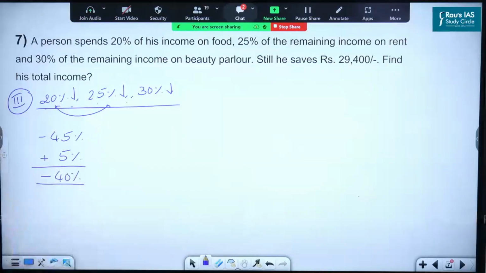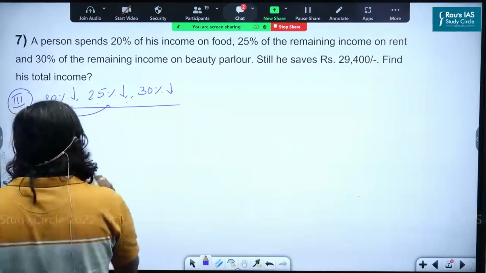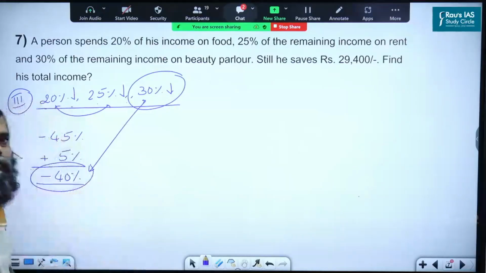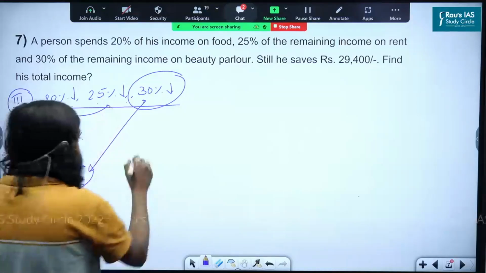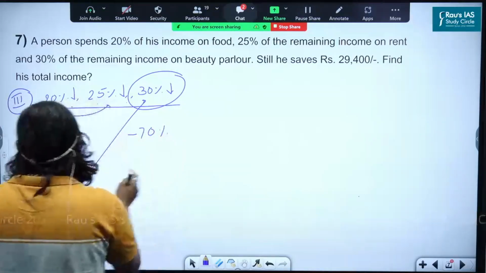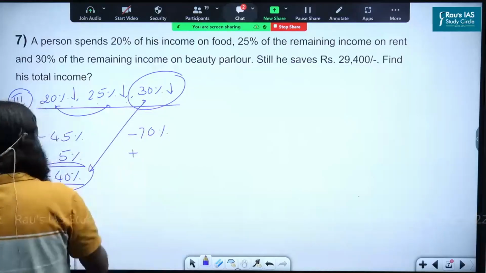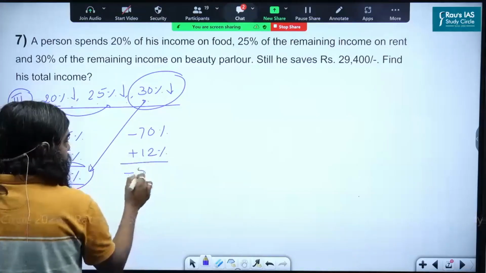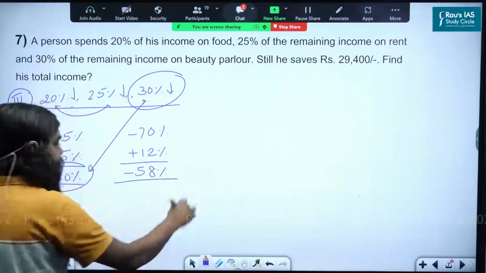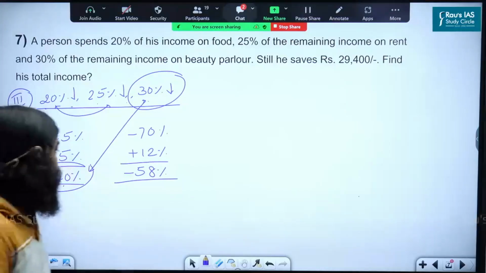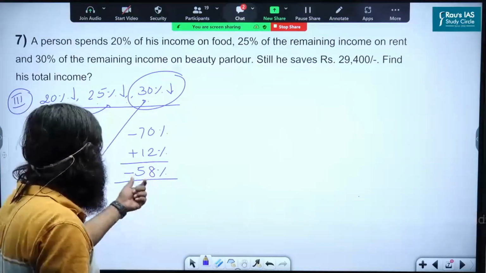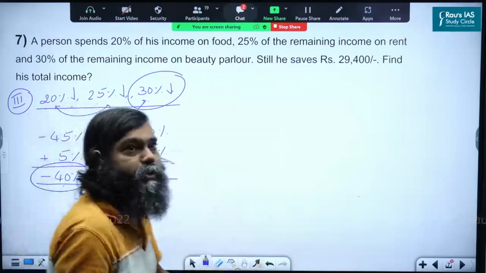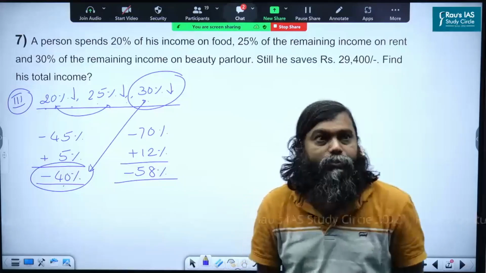Whatever I am getting, combine with the left out one. Consider any one as X, any one as Y. Minus 40, minus 30, minus 70%. Minus into minus plus 40 into 30, 1200, divided by 100, 12%. The net is 58%. What is called minus 58%? 58% of your income you withdraw, or the total expenditure is 58%. Understood, boss?